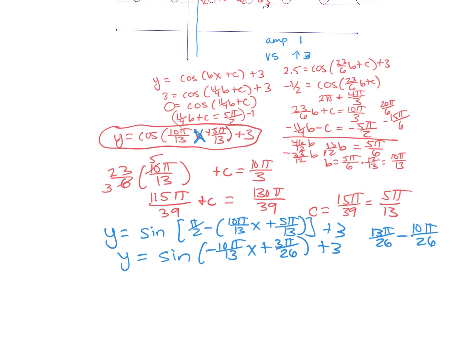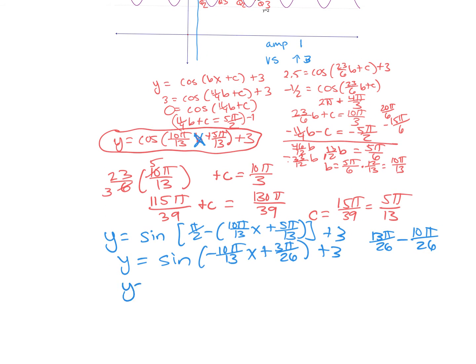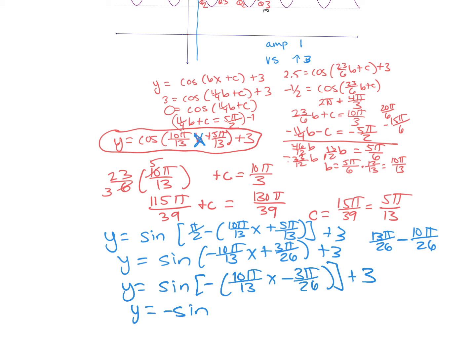And then you can't leave your answer with a negative in front of a b, so I want to factor out that negative inside the sine. So 10 pi over 13 x minus 3 pi over 26. And we know that because sine's odd, sine of negative an angle is going to be negative sine of the positive version of that angle. So negative sine of 10 pi over 13 x minus 3 pi over 26, plus 3. Okay, so that is problem 6.